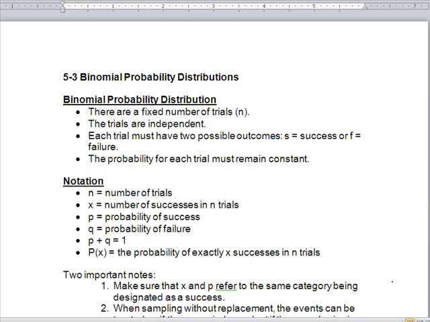As we look at these discrete probability distributions, we have a special type that's called the binomial probability distribution. I have listed here what the requirements are for this particular probability distribution. We have to have a fixed number of trials. The trials have to be independent, which means the outcome of one trial in no way affects the outcome of another trial. Each trial must have two possible outcomes, and we label those S for success or F for failure.